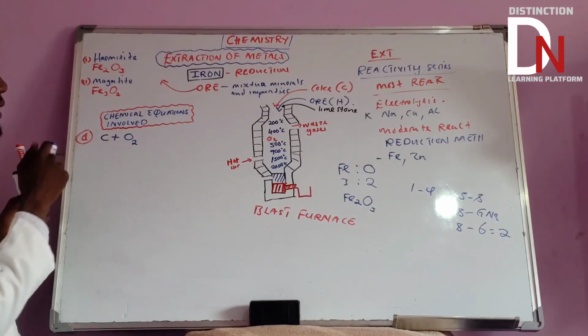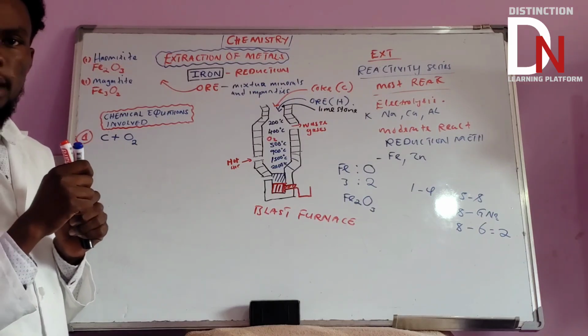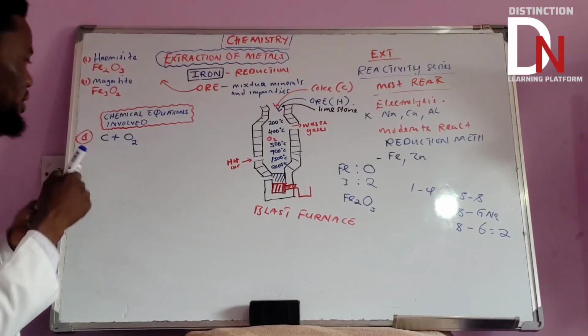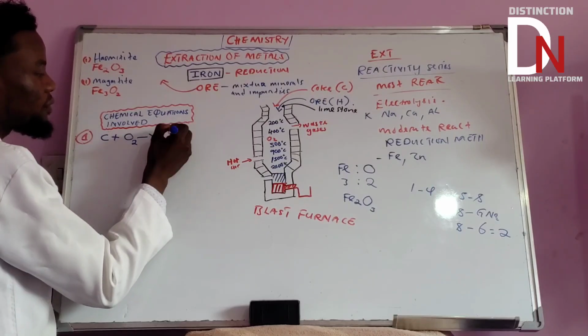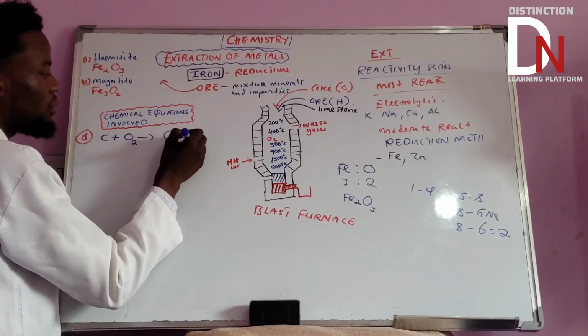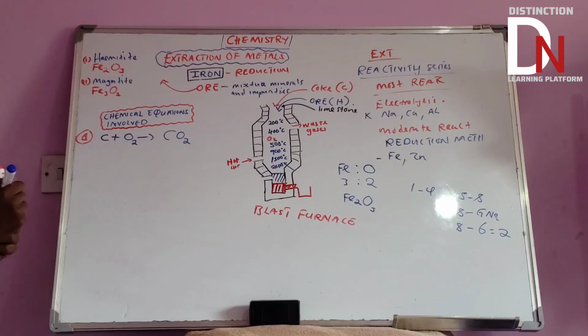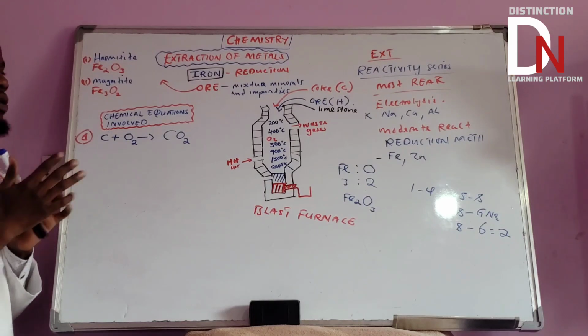Now this carbon and oxygen, they are reacting together. What do you think will be the product? The product will be carbon dioxide. We all know the formula for carbon dioxide. It is CO2, like that. Okay, that is carbon dioxide. So that's the first step.